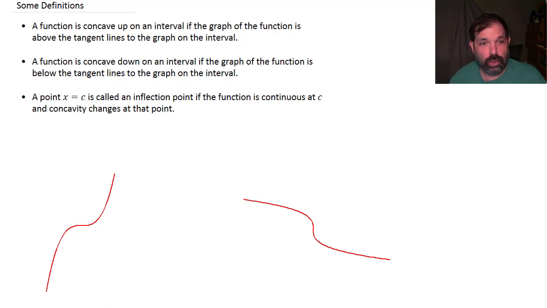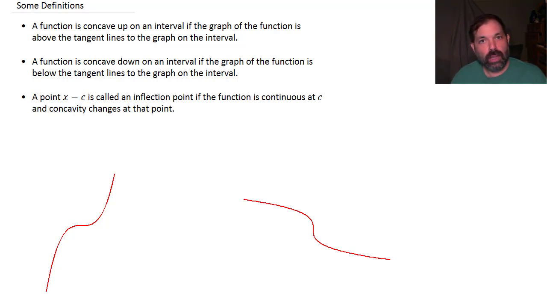A function is concave up on an interval if the graph of the function is above the tangent lines to the graph on that interval. And that's how I explained it in the previous slide. Similarly, a function is concave down on an interval if the graph of the function is below the tangent lines to the graph on the interval. Again, that's how I explained it in the previous slide. So that's what we really mean about concavity.